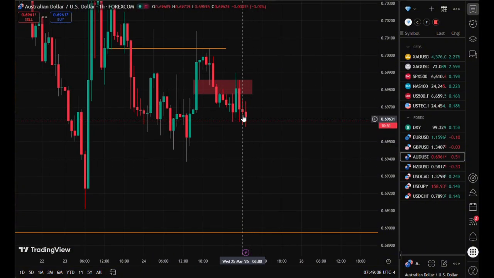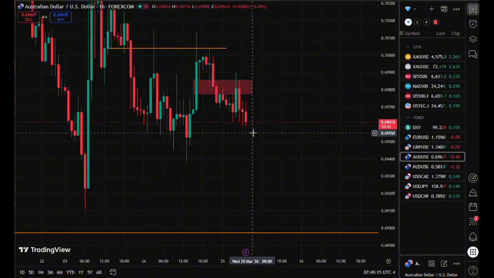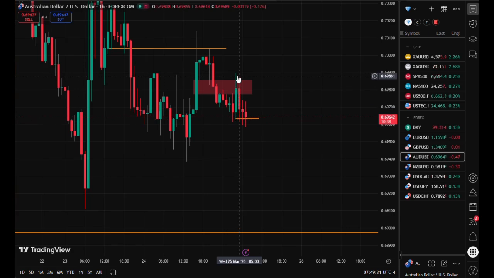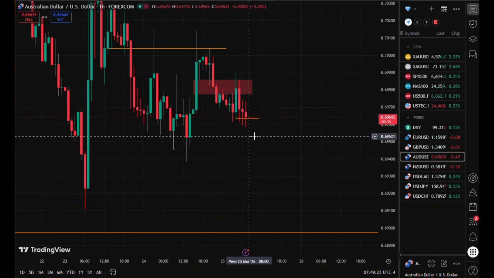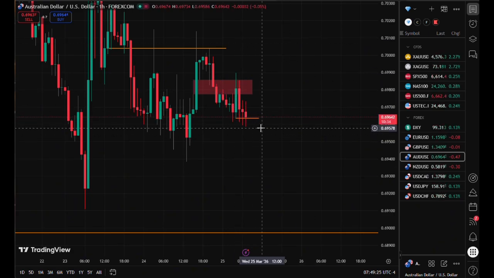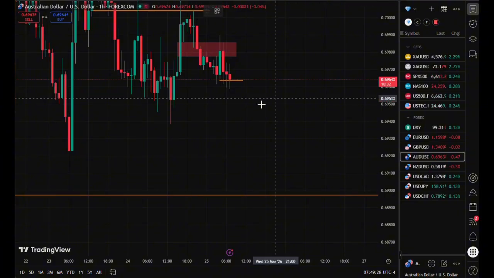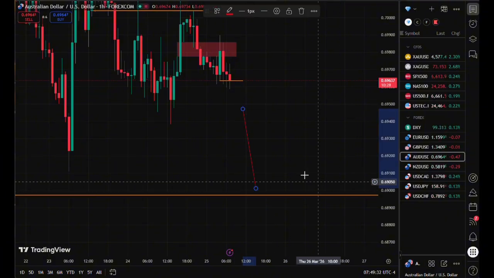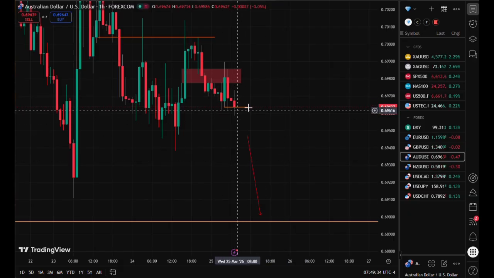So the logic is this: if the current trading price should close at this level, or should close lower than this, or should close anywhere below this 1-hour bullish candle, then this would be our 1-hour order block. All right, and then we can take a trade going lower into this level here, looking for the 0.69 big figure. All right, that is our drawn liquidity.